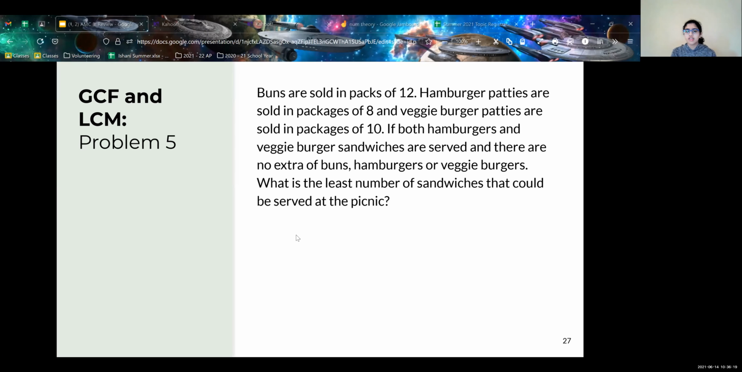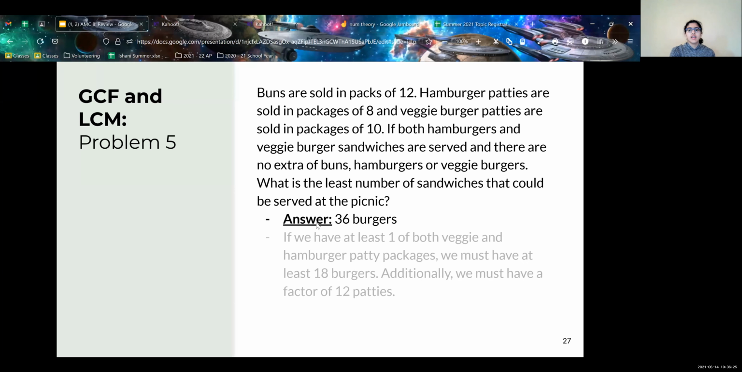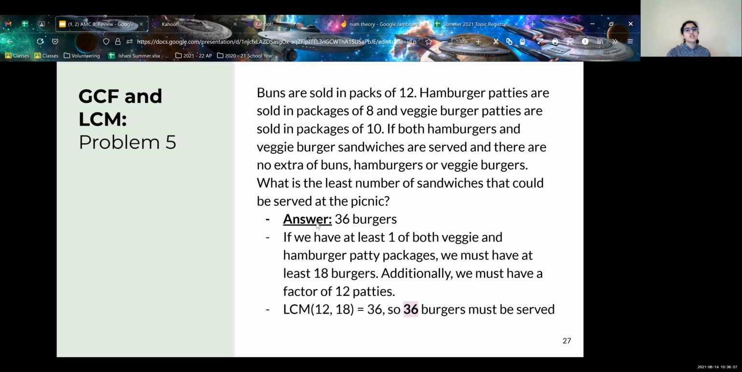So I see a correct answer, so I shall explain the problem. So the answer is 36 burgers. And so if we have at least one of both veggie and hamburger packets, we'll have at least 18 burgers. And it must be a factor of 12 patties. So that means that we should have 36 burgers, right? Because the least common multiple of 12 and 18 is 36. And it never says that they should be equal.